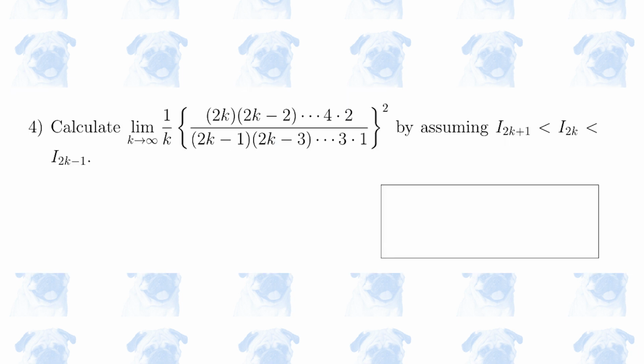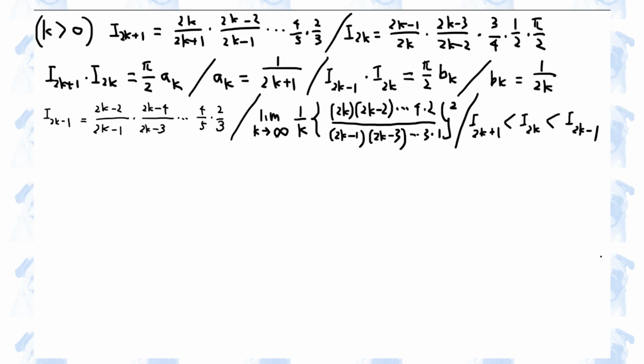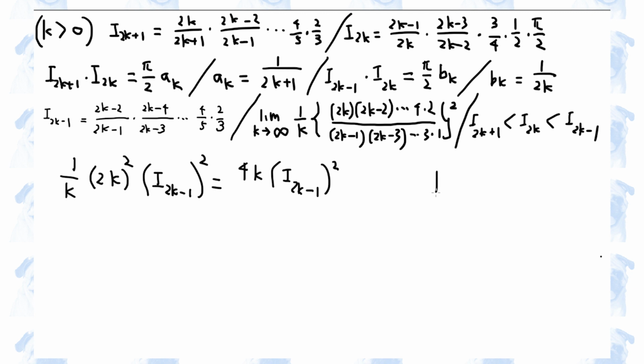Section 3, number 4. In this question, we need to calculate the limit of this expression by assuming this inequality. So first of all, let's try and rewrite this expression. Inside the curly brackets, we have I sub 2k minus 1, except we don't have 2k. Now, recall that b sub k is 1 over 2k. So 2k is 1 over b sub k. 4k is 2 times 2k, which is 2 over b sub k.